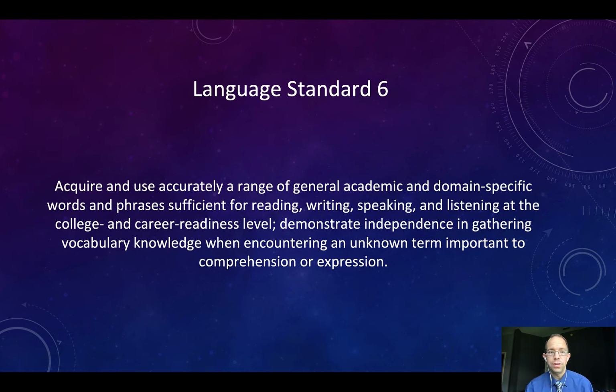And so students are going to be reading words, and they need to have a robust vocabulary to process what they're reading. Students are also going to be writing and speaking in your class, and you want to get them developing the tier 2 and the tier 3 vocabulary that's required for them to learn and to be college and career ready. They also need to demonstrate independence in gathering vocabulary knowledge. That goes back to standard 4, right? And so those vocabulary strategies when encountering an unknown term important to comprehension or expression.